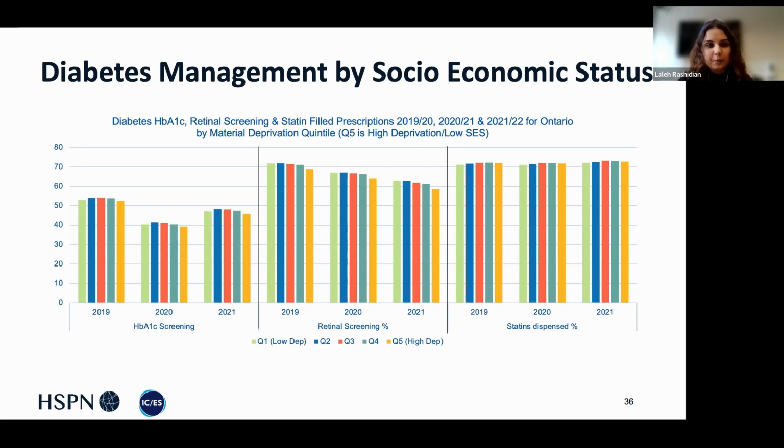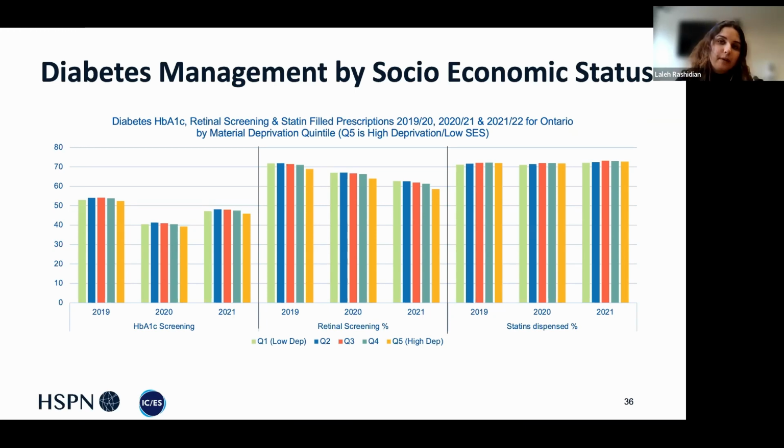pandemic. Another thing that we notice is that across the different income quintiles, the different colored columns, they seem to be doing relatively the same. There isn't a gradient that we can observe just by looking at this data. Moving on to retinal screening in the middle of the screen. So again, we see in 2020, we have a drop compared to 2019, and this has continued to drop in 2021. When we look across quintiles, we see that Q1 through Q4, they seem to be around at the same level. There's a little drop in Q5, but again, this isn't a strong gradient.